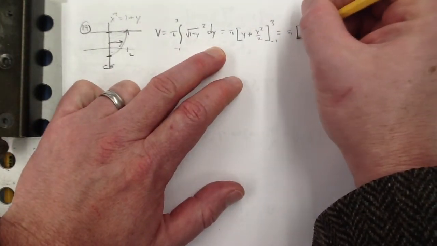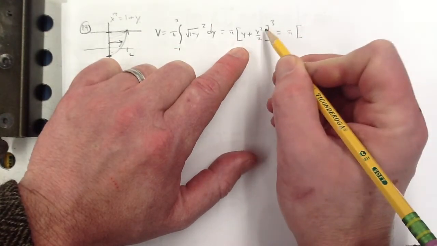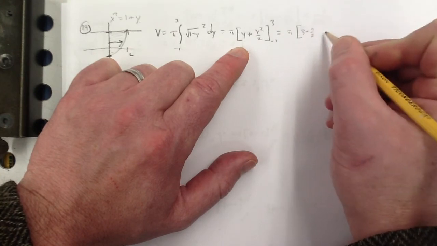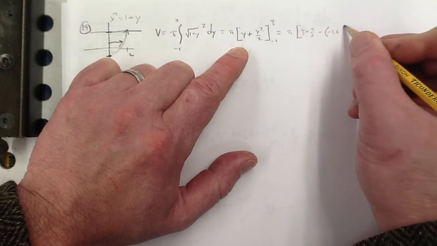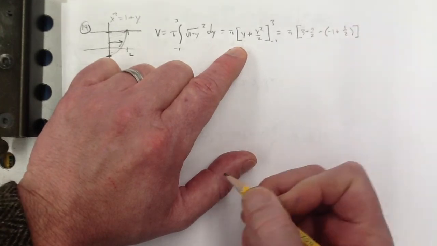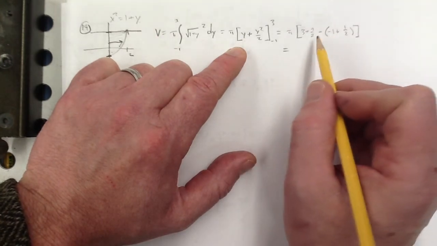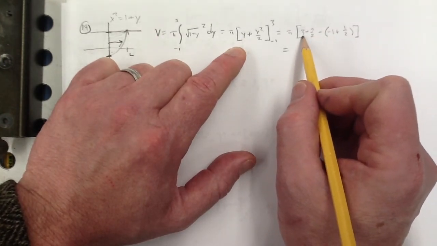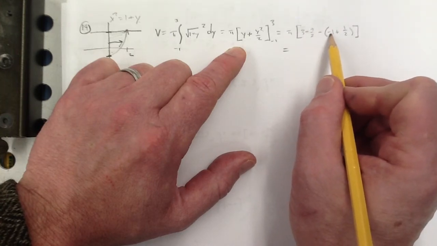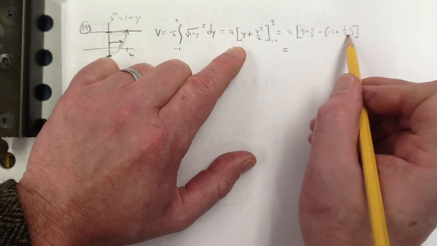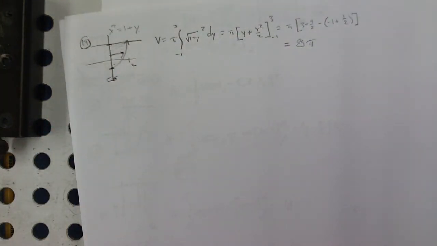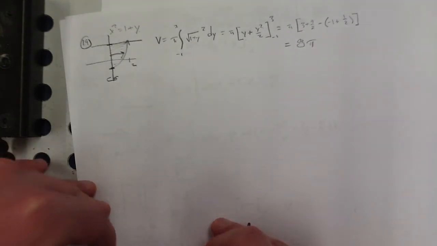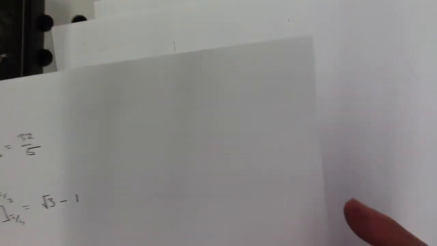So I've got pi, it's 3 plus 9 halves minus -1 plus 1 half. I think I'm good there. Let's see. So I have 3 that's 6 halves, so I've got 15 halves plus 1, which is 17 halves, minus a half, which is 16 halves, which is 8, and then the pi. Let's check that. Yep. And next one is number 21.